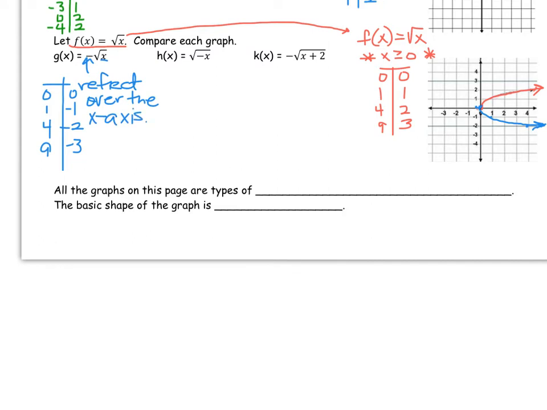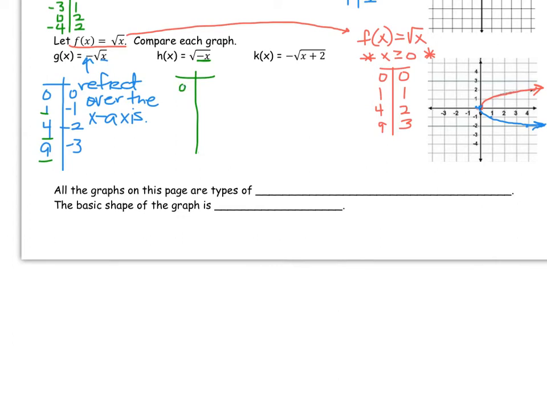All right, let's try h of x. H of x has the negative on the inside, so now our x values are going to change. If we make a table of values, we have to be careful what we plug in for x. We can't plug in 1, 4, and 9 because that would make negative 1 on the inside. So we have to actually change these signs in order for the inside of the square root to be positive.